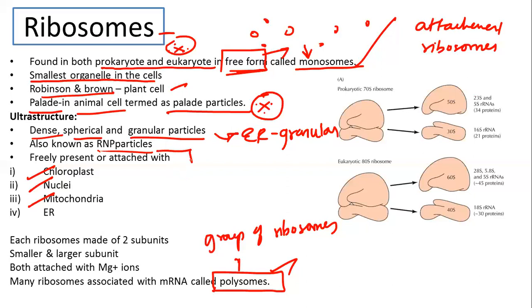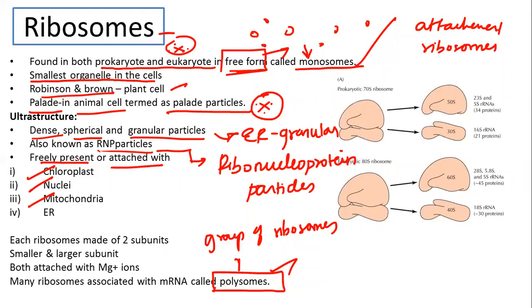What is the meaning of RNP? RNP is nothing but ribonucleoprotein particles. Remember this. Ribosomes are also known as ribonucleoprotein particles, RNP particles. So they may be freely present or they may be attached.